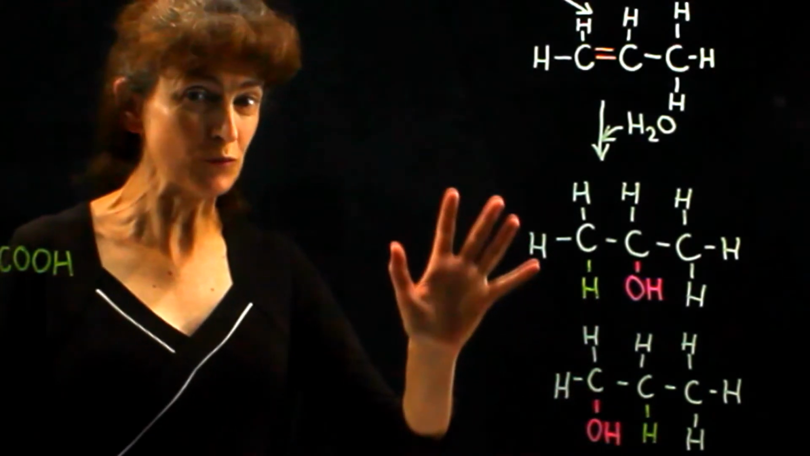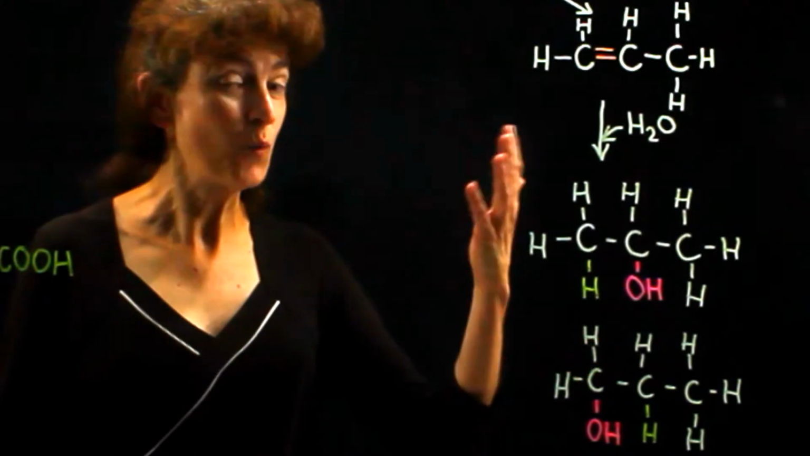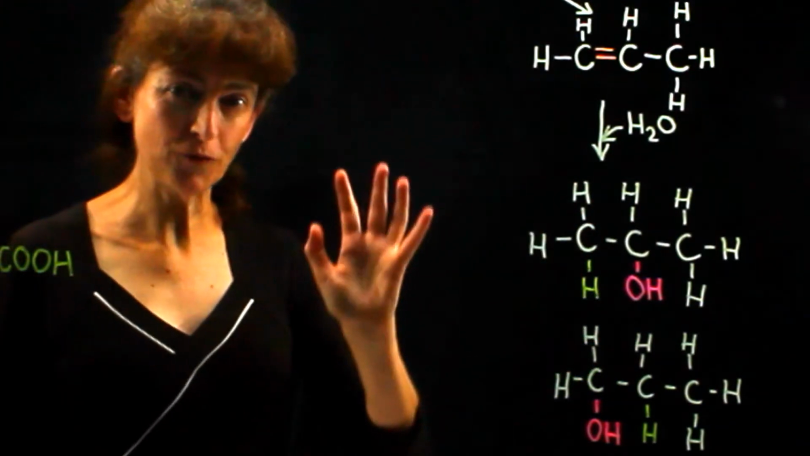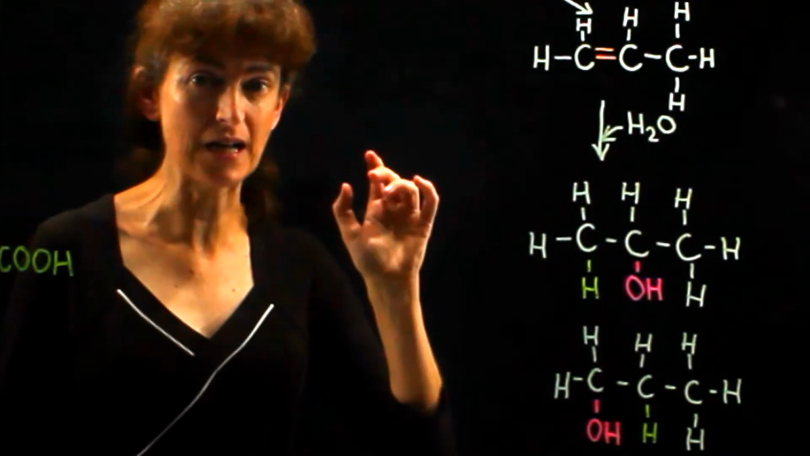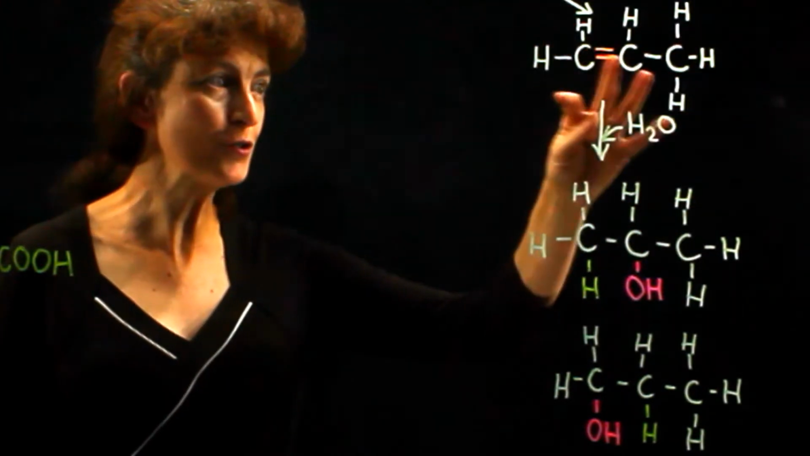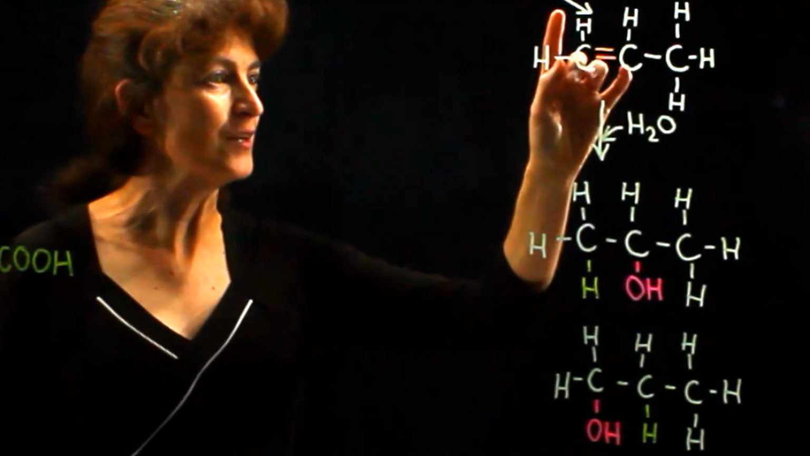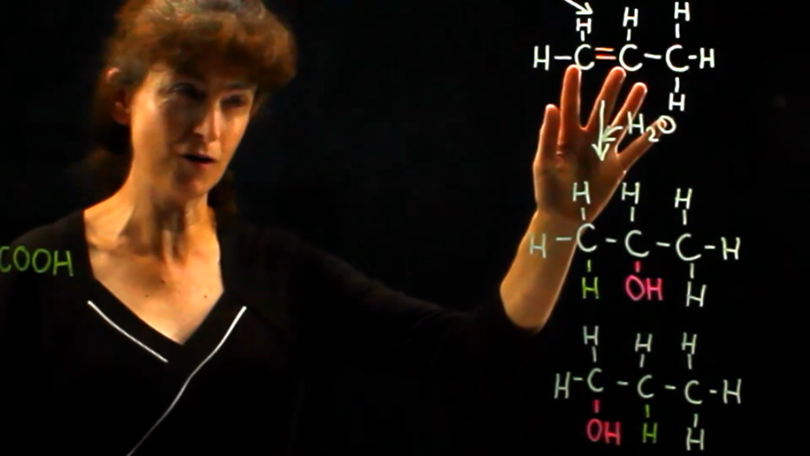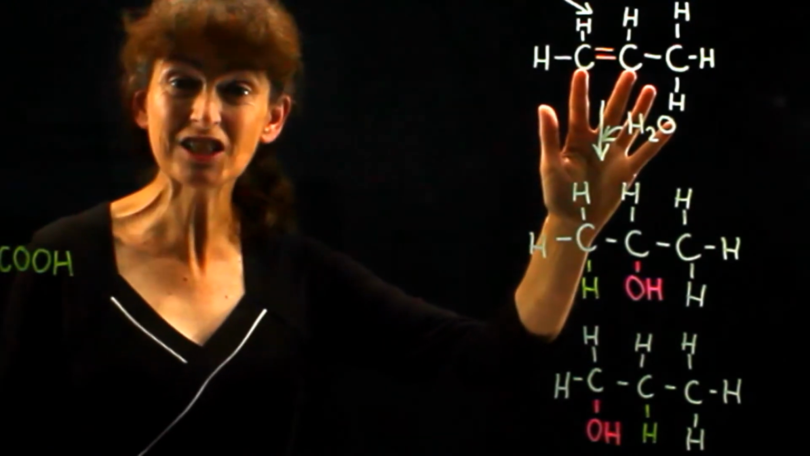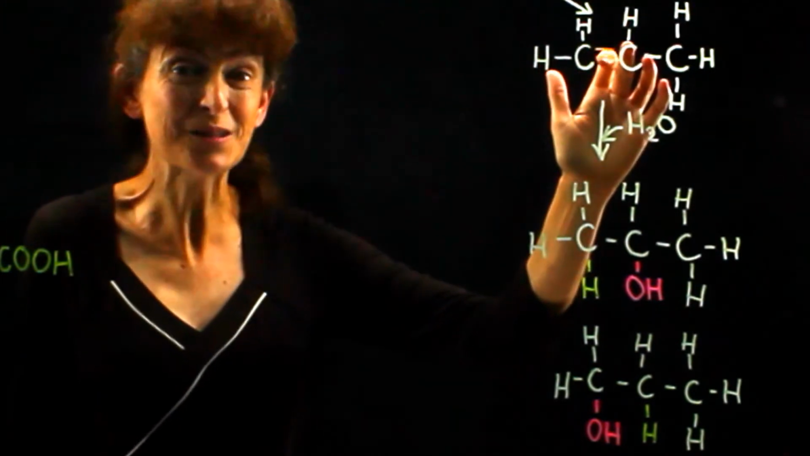We make use of the rule, the rich get richer. What does that refer to? It refers to the number of hydrogen atoms that the carbons have. So let's go to the alkene before the hydration reaction. And we look at the 2 carbons that are involved here. Which one is richer in hydrogen? This one, it has 2. That one only has 1.